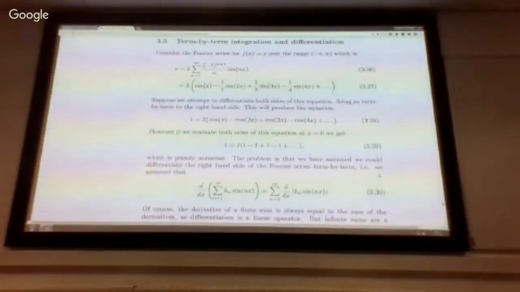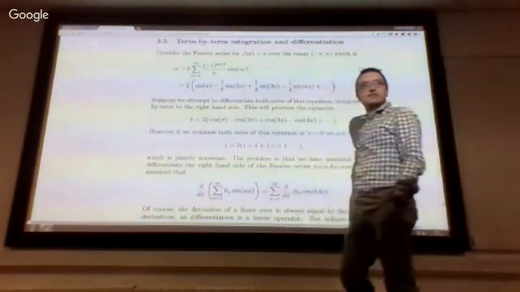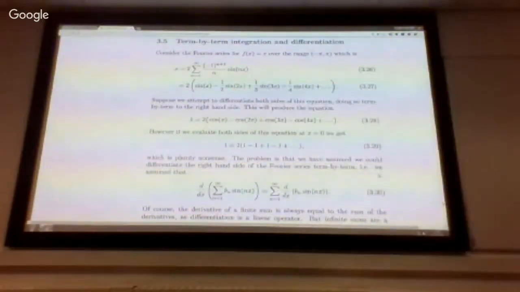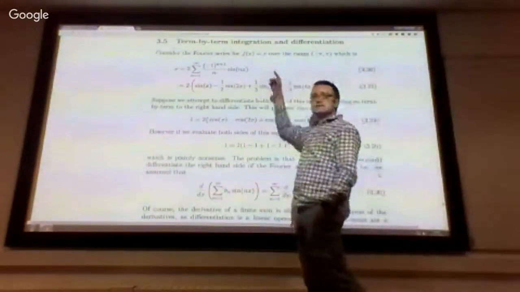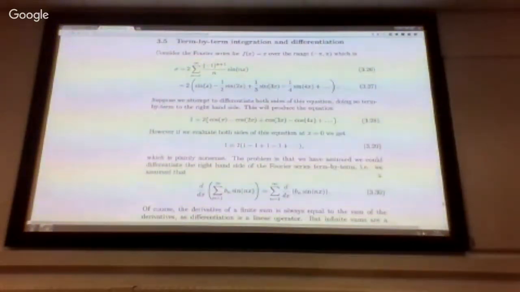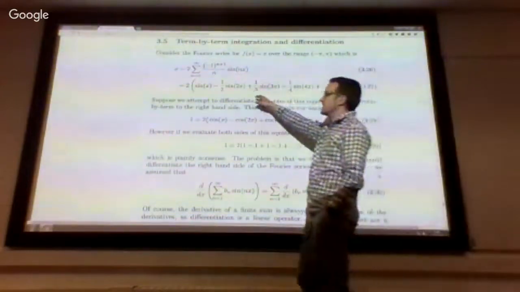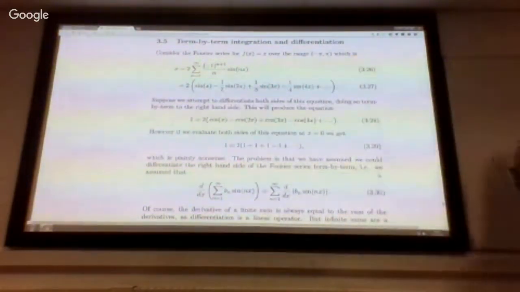So this is one of the Fourier series we obtained earlier on, the Fourier series for the function f of x equals x. F of x equals x is, of course, an odd function, so it has what's called a sine series. There are no cosine functions in it, just a collection of sine functions. This infinite series of sine functions converges to the function f of x equals x.